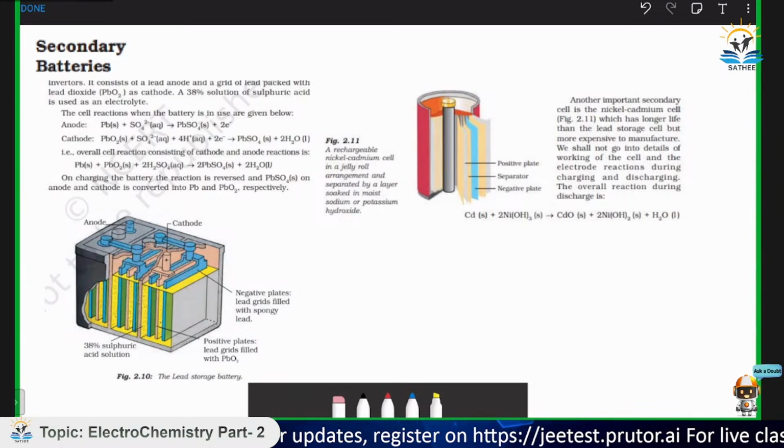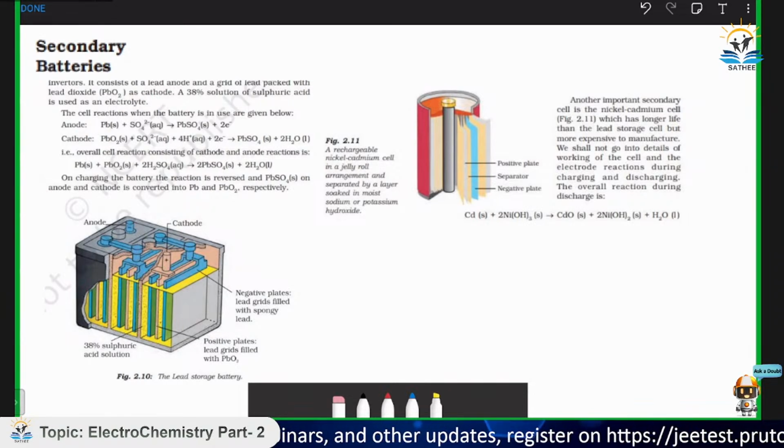Basically, during usage, your H2SO4 gets consumed, and during recharging, your H2SO4 gets formed. Your H2SO4 is like your energy content. It's a disproportionate reaction. That's about it. Nickel cadmium battery, look at the cathode, change of charges.